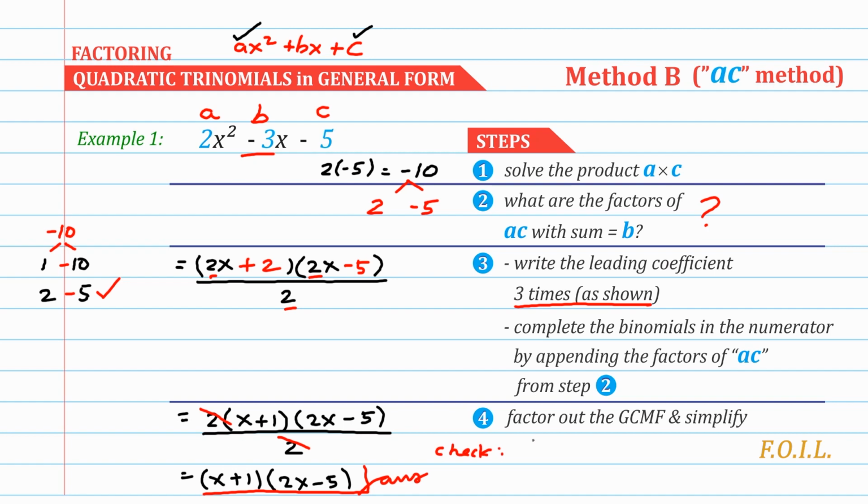First terms, x times 2x, 2x squared. Outer, x times negative 5 is negative 5x. Inner, 1 times 2x is 2x. And then, finally, last terms, 1 times negative 5 is negative 5. Combining like terms, walang like terms ang 2x squared. Combining our middle, our outer and inner, negative 5x plus 2x is negative 3x minus 5, which is equal to our original trinomial.